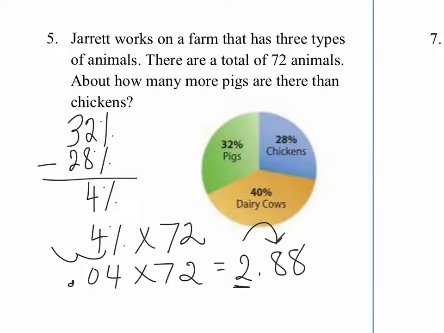What does the 8 tell the 2 to do? Remember the rule for rounding. 4 or less, let it rest. 5 or more, raise the score. So the 8 tells the 2 to go up to a 3. So the answer to the question would be about 3 more pigs.